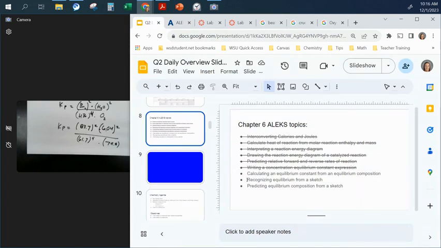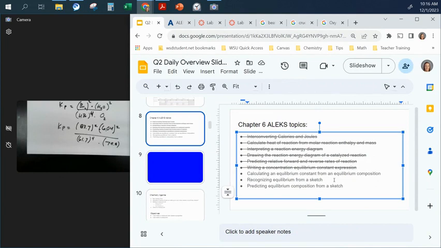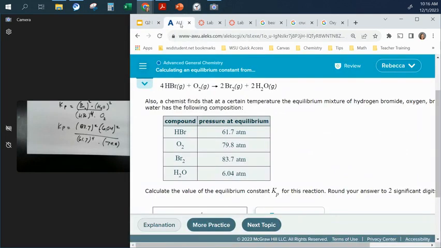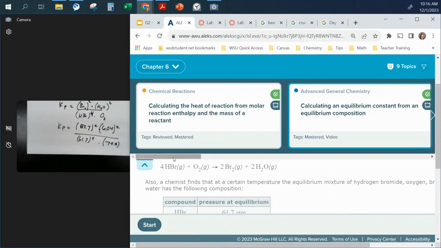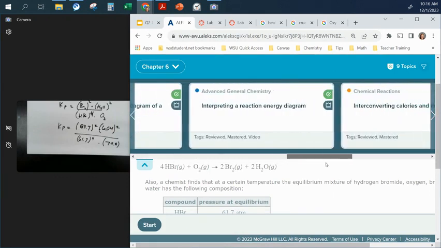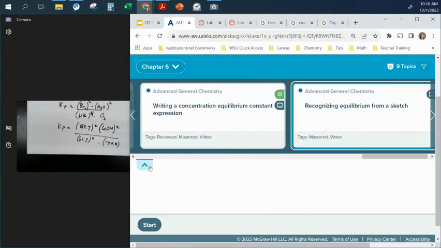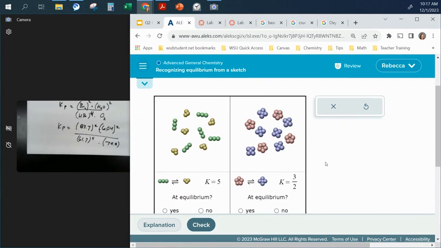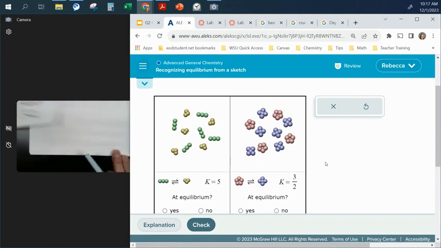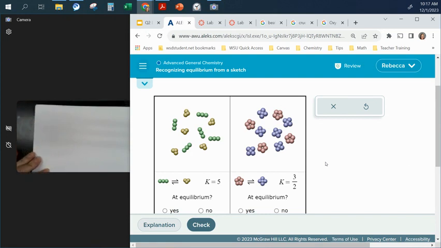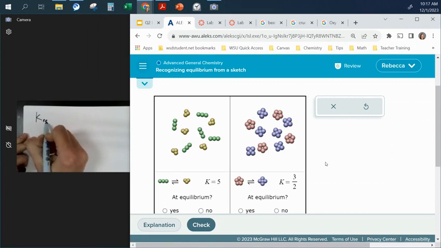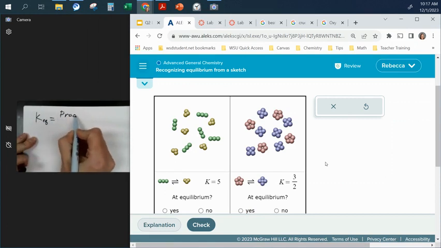The next one we're looking at is recognizing equilibrium from a sketch. Okay, so this one is a picture. I think the last 2 are pictures. Recognizing equilibrium from a sketch. So we have to remember that the equilibrium expression is our products over the reactants. This is important. If you can spell it, reactant. Okay.